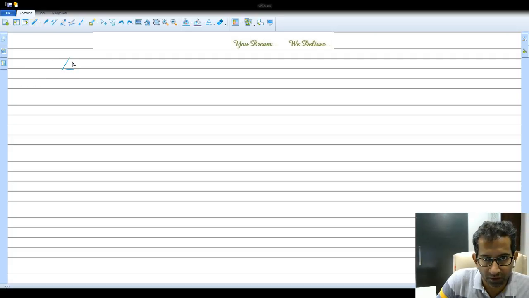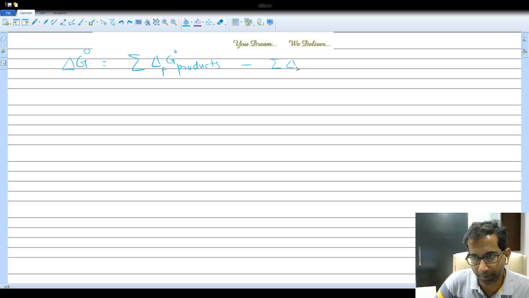So delta G0 is equal to sigma delta G0F of products minus sigma delta G0F of reactants, equal to delta G0F of C minus delta G0F of A plus delta G0F of B.